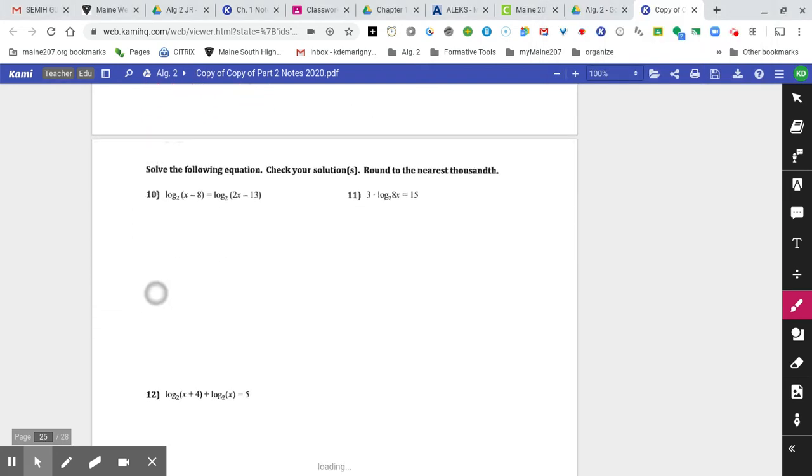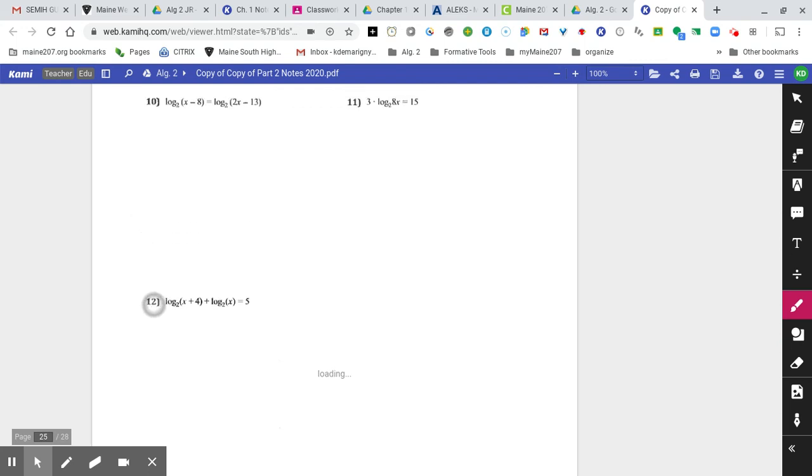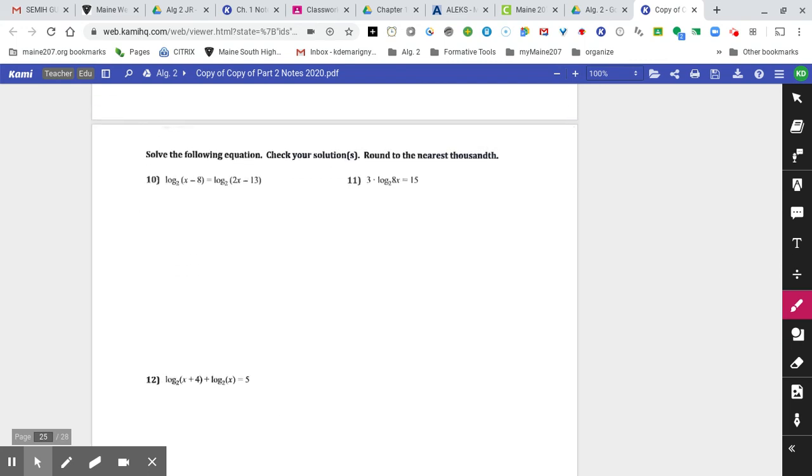All right. When you get to the last page, you're going to see some more logarithmic equations that are going to require you to know those properties. There's 3 properties of logarithms. I'm going to do number 11 for you because with this one, there is no property. You just have to compare those 2 pieces.